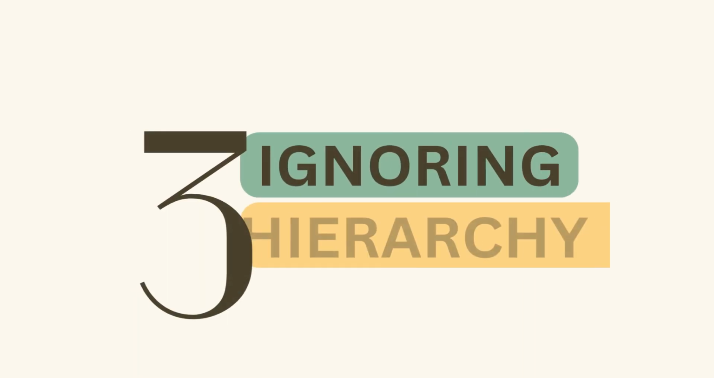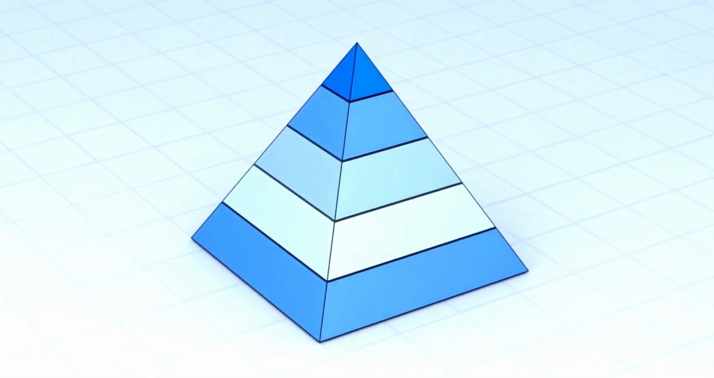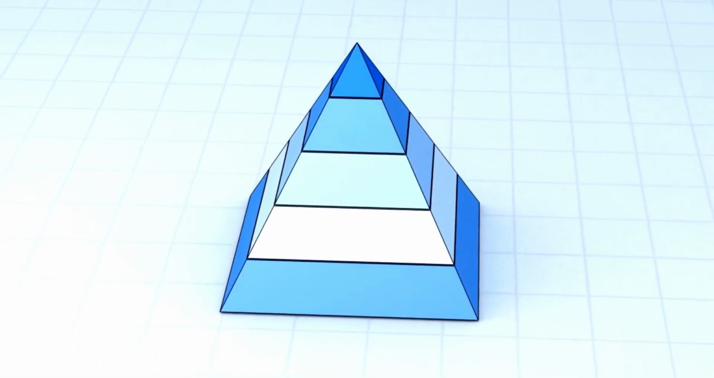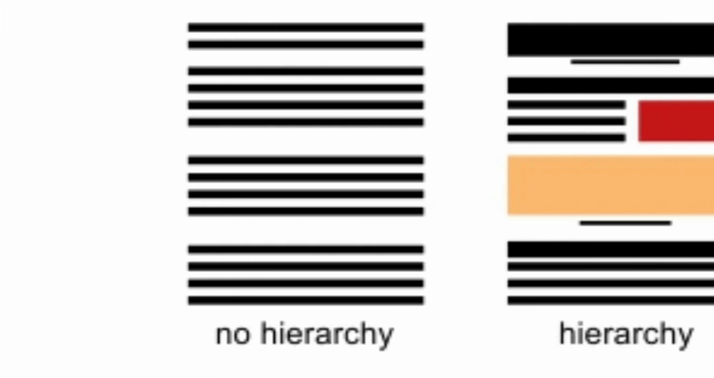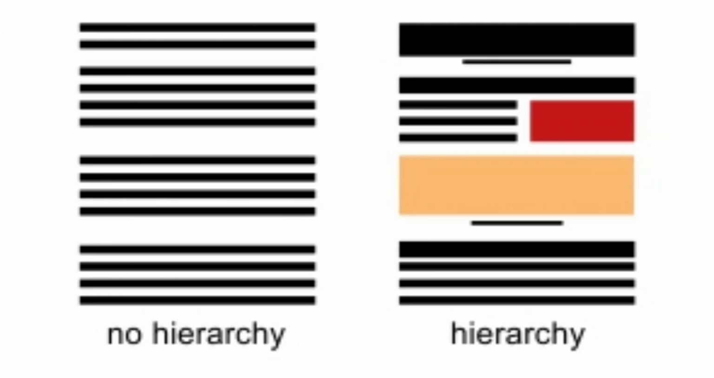Next, we have ignoring hierarchy. Hierarchy is one of the most fundamental aspects of design. After all, it's the way you guide the viewer's eye through the design and draw attention to the most important elements. This is why it is important to make sure that your hierarchy is clear and well defined.